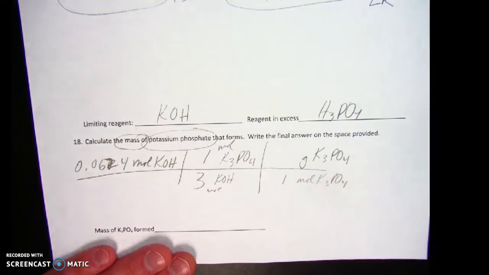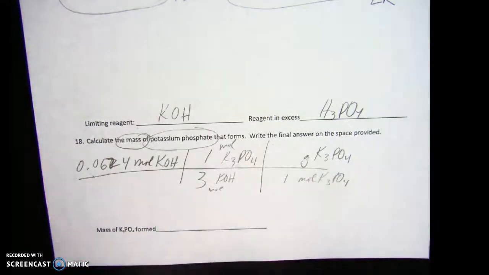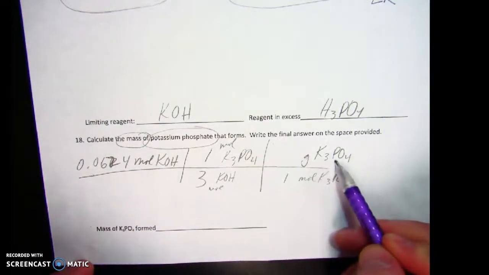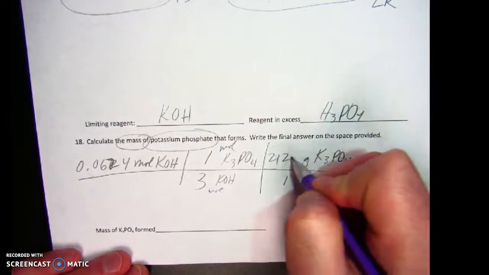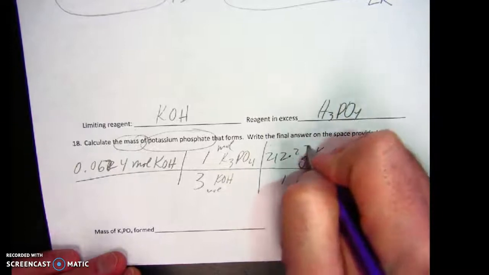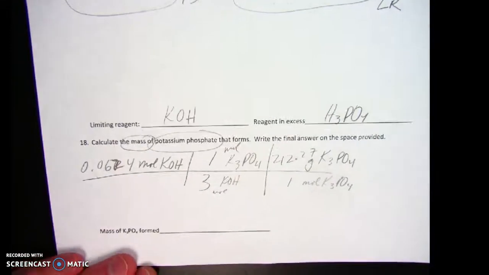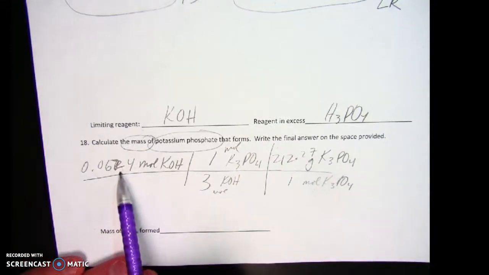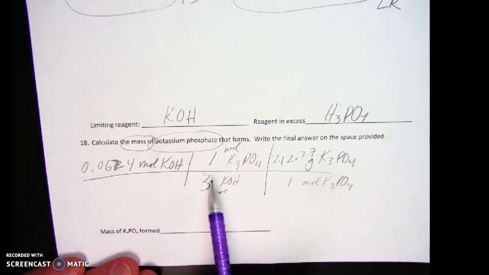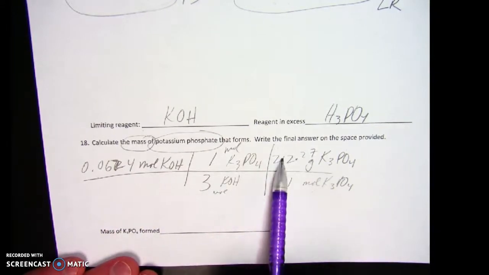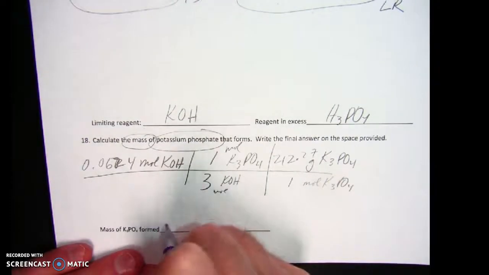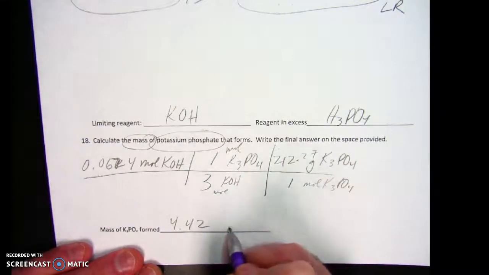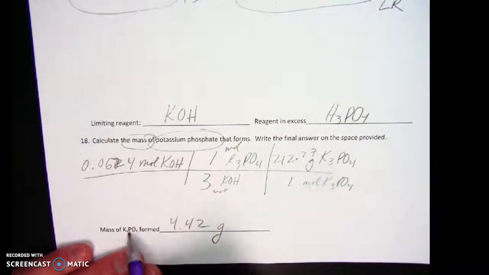Again, we're going to use the periodic table whenever we have a mole mass relationship. And we use the periodic table to determine that 3 potassiums, 1 phosphorus, and 4 oxygens would have a mass of 212.27 grams. So we use our calculator to take 0.0624 divided by 3 times 212.27, and we end up with a final mass of 4.42 grams of the potassium phosphate.